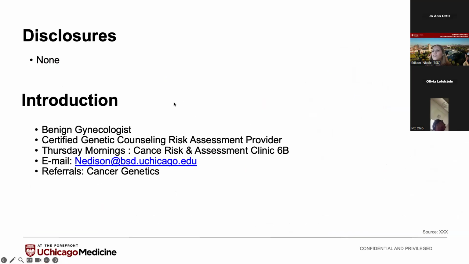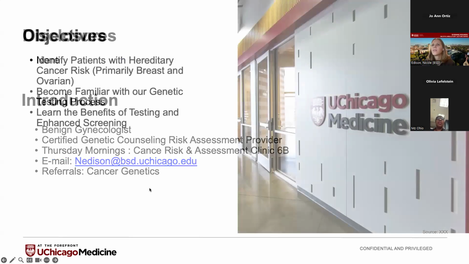So I have no disclosures. Like I mentioned, I'm a benign gynecologist. I work in our minimally invasive surgery section, and I'm also a certified genetic counseling risk assessment provider. And on top of OB/GYN clinic, I actually work on the HEMONC floor Thursday mornings in our cancer risk and assessment clinic in 6B. And that's my email. And for people who are putting in orders, the referral for us is just cancer genetics.